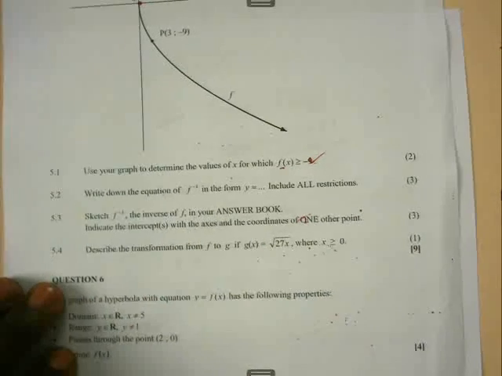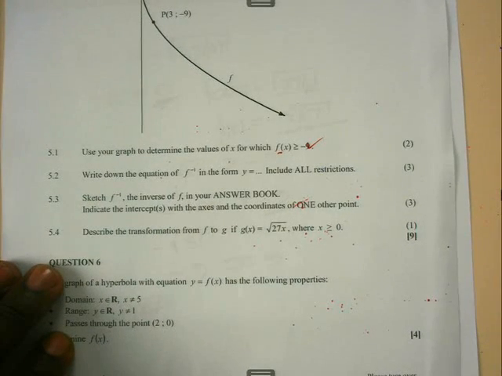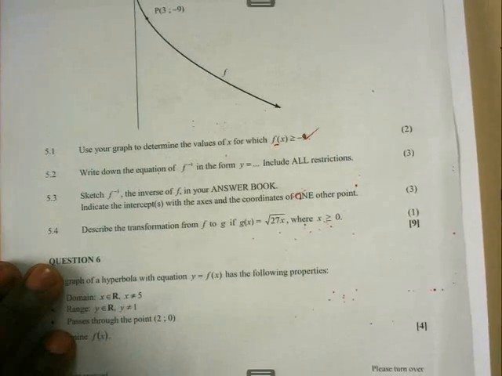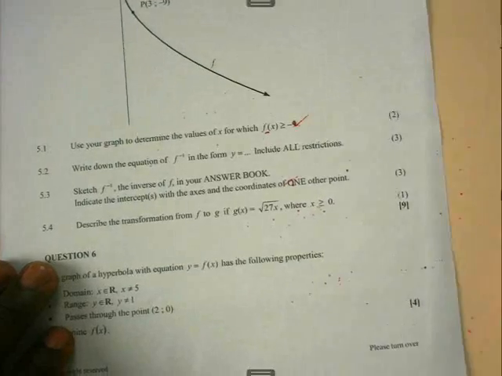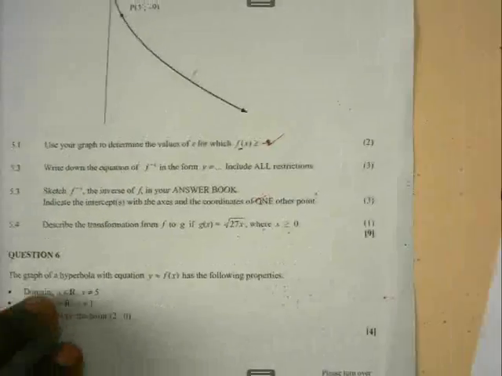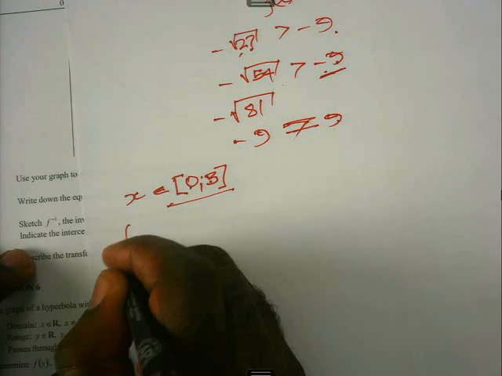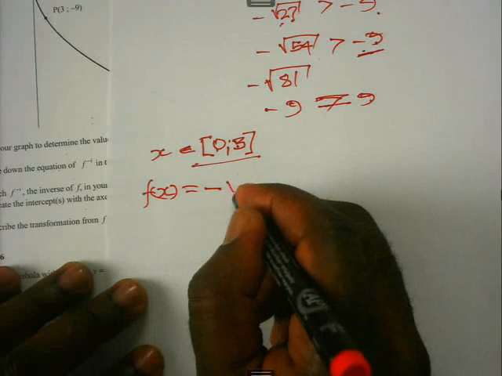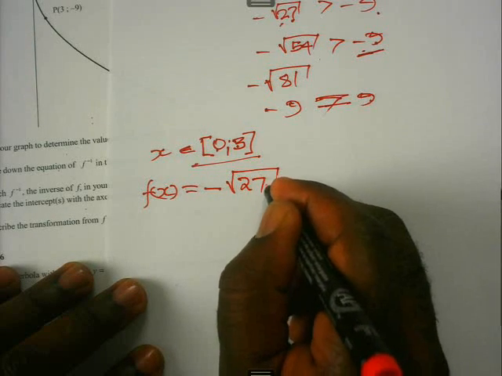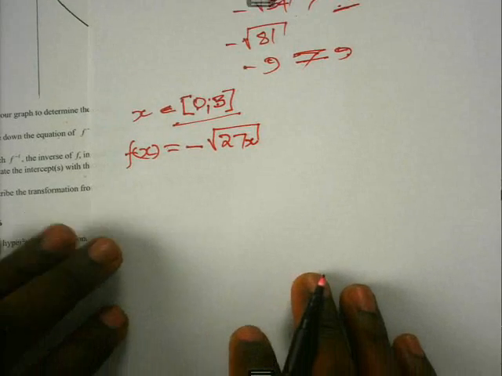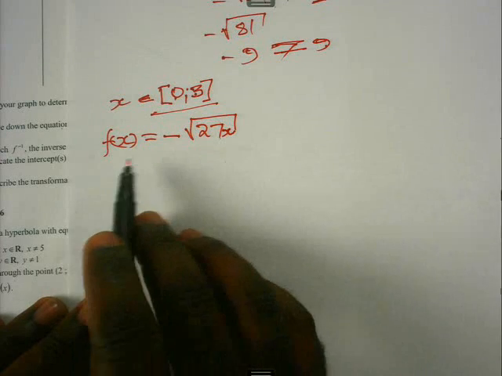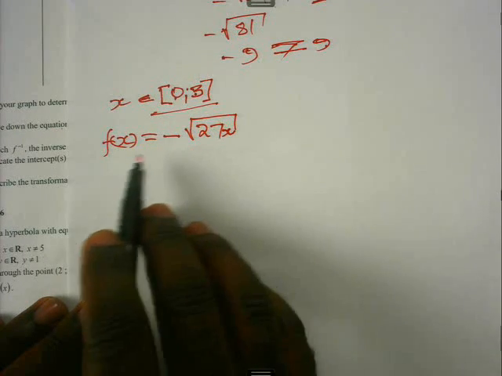Now let's go to this one, the one that says write down the equation of the inverse function in the form of y. Include all restrictions. What is the function? The function reads f of x is equal to negative the square root of 27x. That is our function. So we want the inverse of this, and I must include all the restrictions.